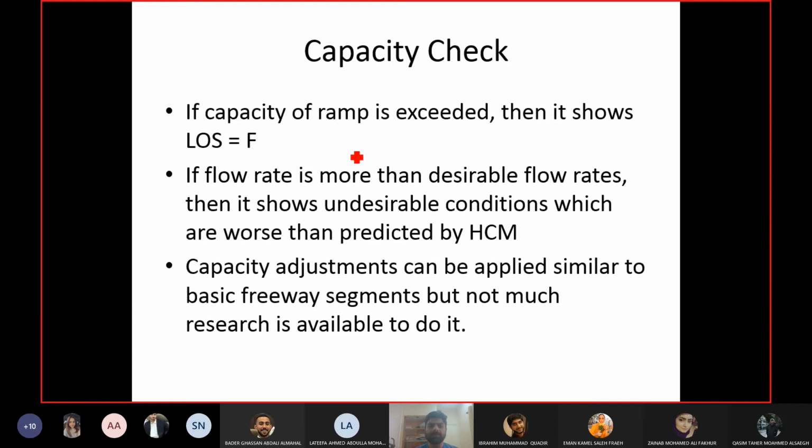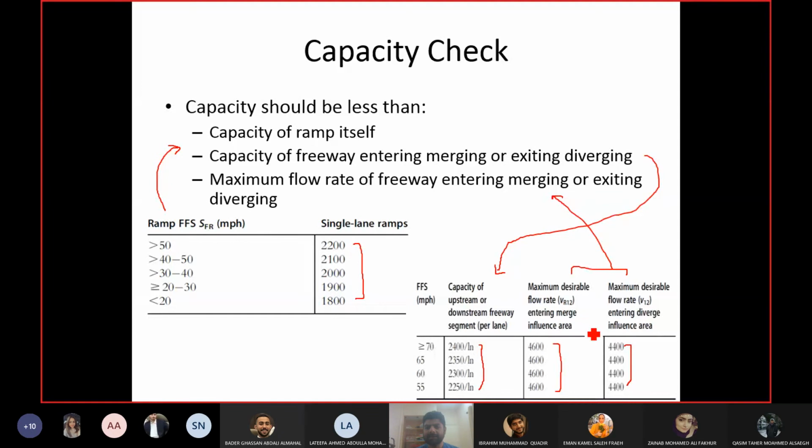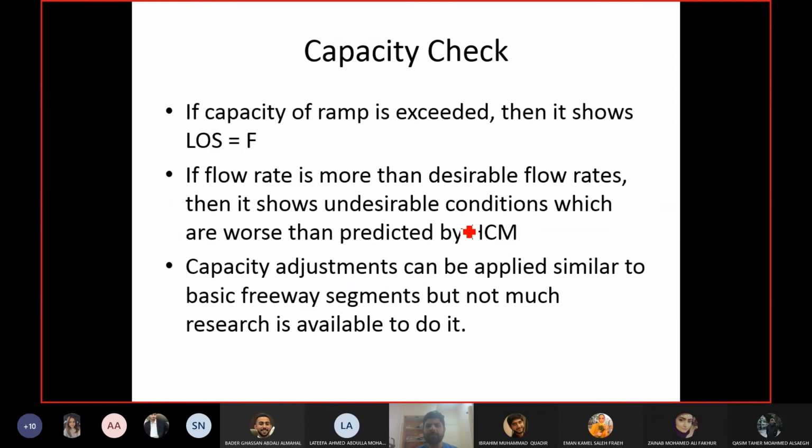Now, we are saying that if you are exceeding the ramp capacity, if your flow rate V12 which you have calculated is exceeding the ramp capacity, then the level of service is F. Okay, then the level of service is F. If you are exceeding these maximum desirable flow rates, if the V12 which you have calculated previously is exceeding one of these values, obviously depending upon the type of area you have, merge or diverge, then it will not be level of service F. It will not be level of service F, but it shows undesirable conditions. It may result in something which is unexpected.